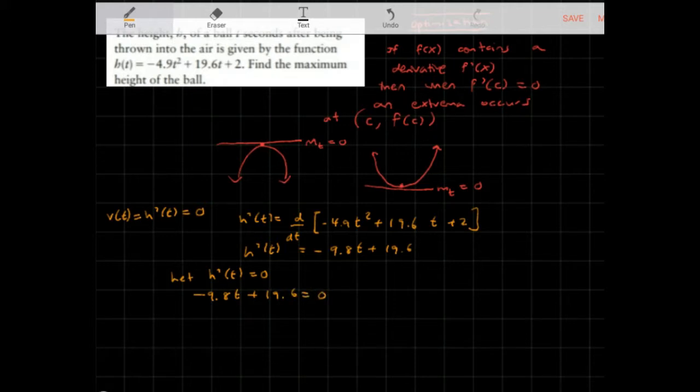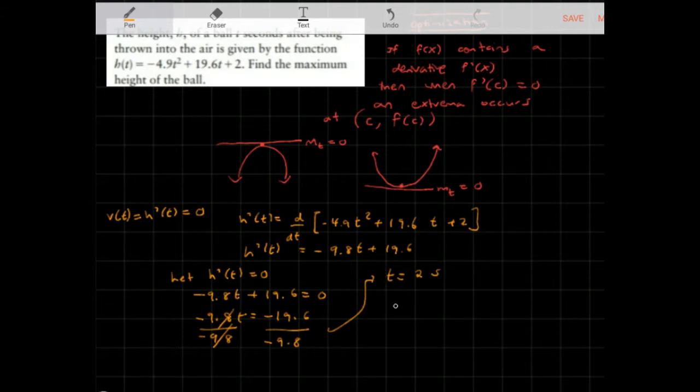And we want to solve for t because we want to figure out the time when the maximum occurs. So negative 9.8 t is equal to negative 19.6. And then to solve for t, you have to divide by negative 9.8. Right, so this cancels out, and then t is equal to 19.6 divided by 9.8, right? So if I punch this out, I get 2, okay? So this is 2 seconds. So in 2 seconds, you should get to the maximum height.